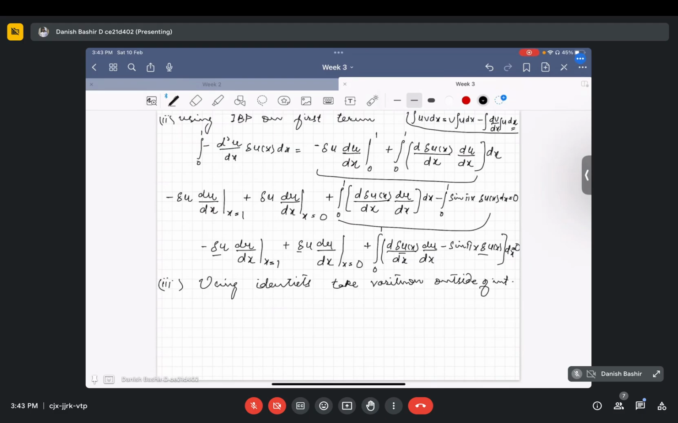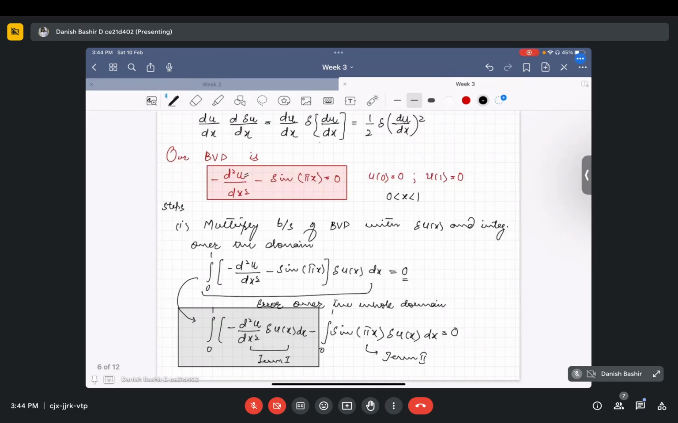So what type of mathematical identity will we be using? I already told you just a few minutes ago. d delta u of x by dx times du of x by dx, it's just an identity I wrote a few minutes ago, is equal to 1/2 of variation of du of x by dx whole square. I wrote it right here.